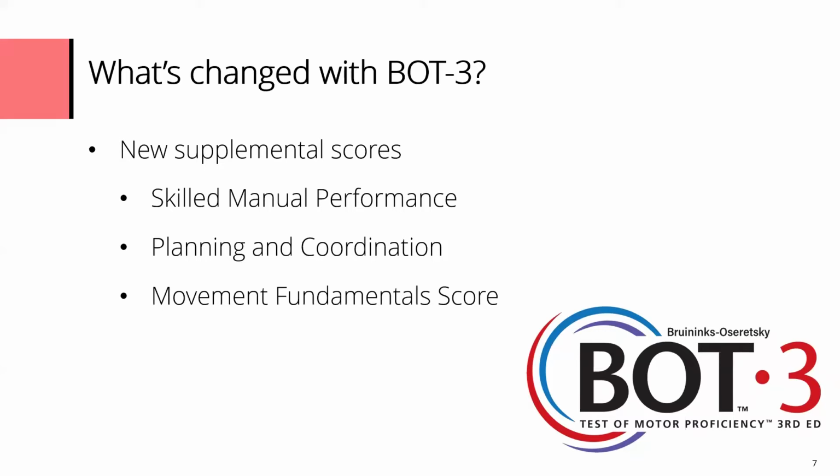The planning and coordination score is derived from items from 7 of the different subtests that we specifically selected because they relate to issues with planning and motor coordination. This score can help identify clinical populations with challenges related to praxis or motor planning, and that includes individuals with developmental coordination disorder and autism. It also allows for better documentation of these specific motor domains.